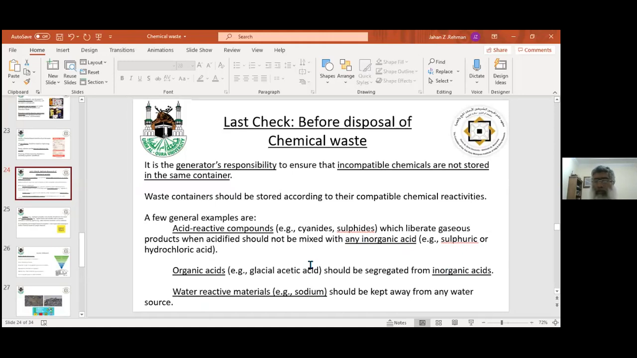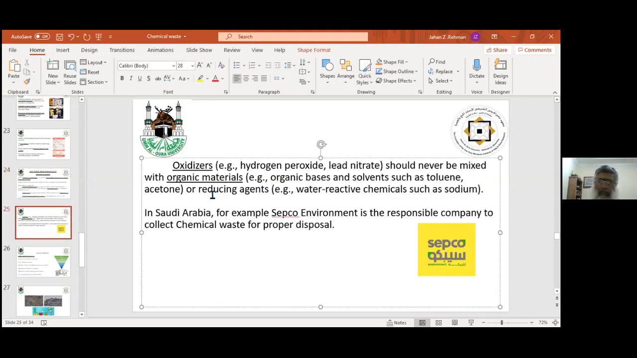That is why you cannot store sodium near water, because unfortunately if they mix, they create a big fire. Oxidizers: you cannot put oxidizers with organic materials. Again, organic materials are flammable, and oxidizers are chemicals which support the flame. So these two together will cause big damage.